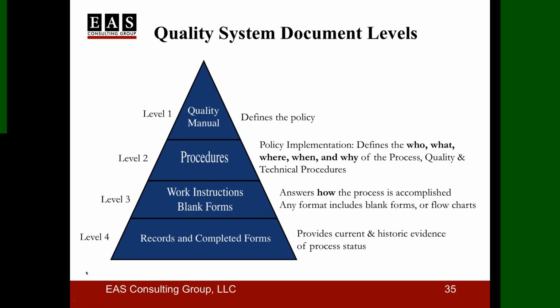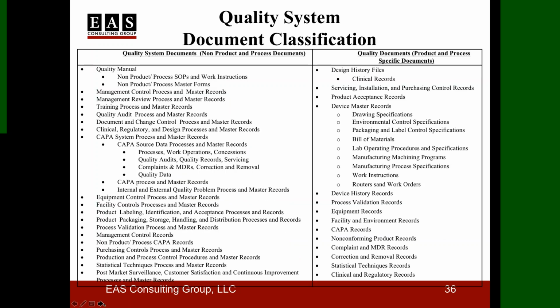Why I'm mentioning that is because that's the information that you can use when you do your audit. You're going to look at procedures. You're going to look at blank forms. You're going to look at completed records. So here's some examples here of those. So you're going to have just generic procedures, and you're going to have product and process specific procedures. So the generic ones are on the left, and the specific product and process ones are on the right.